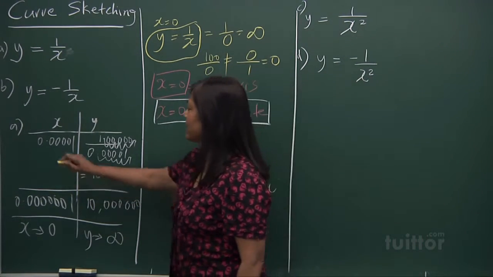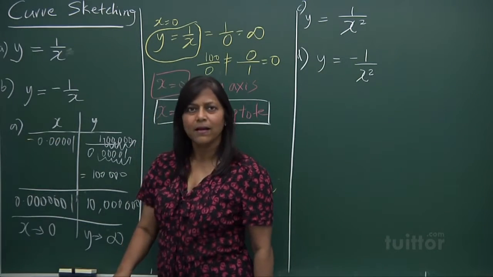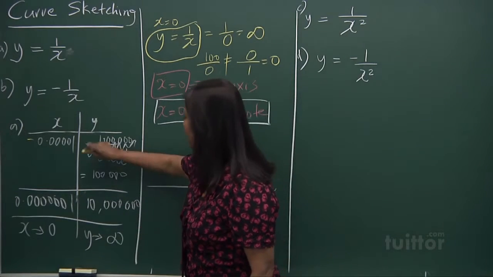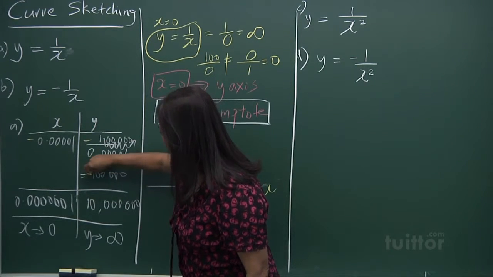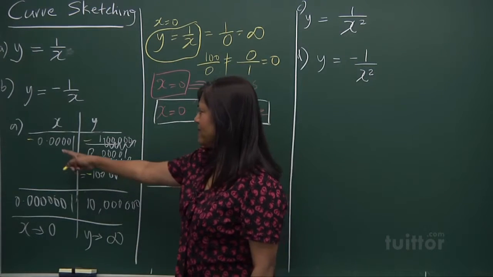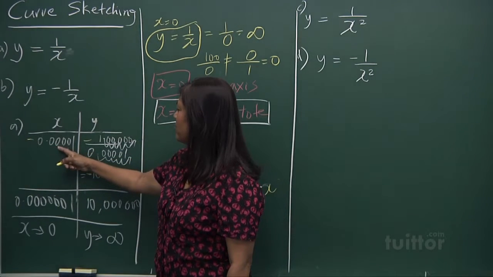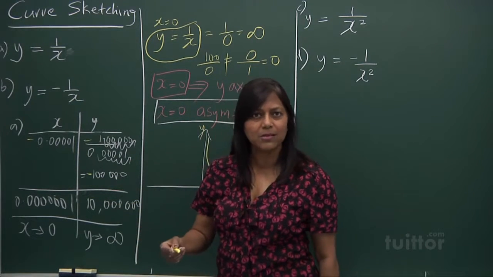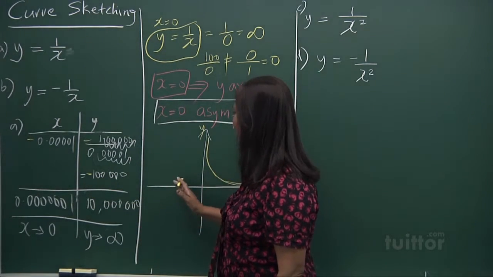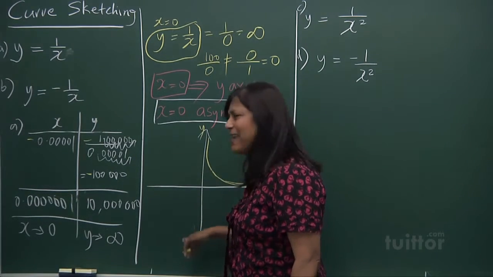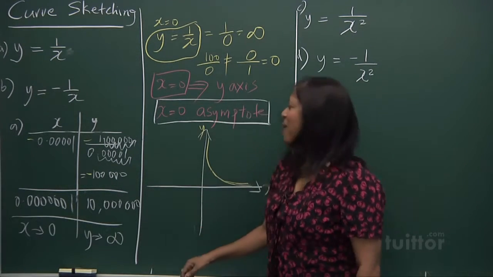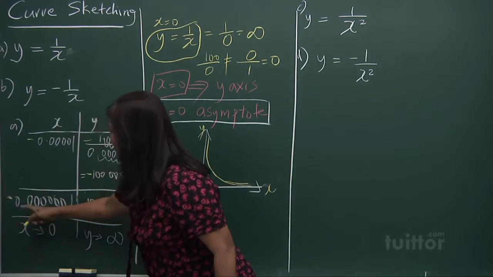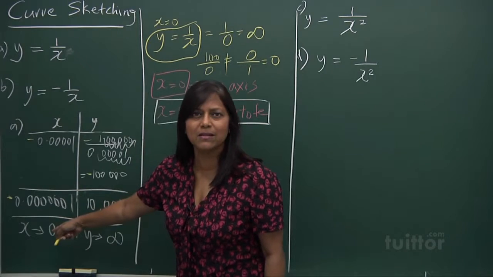Similarly, if x is negative, this is the negative part of the x-axis, what happens to y? Look at it and you get a negative here. So when x is a negative 0.00001, y becomes a negative 100,000. A negative 100,000 up there, negative right down below. When x is a minus, look at that, minus, how do you read this number?